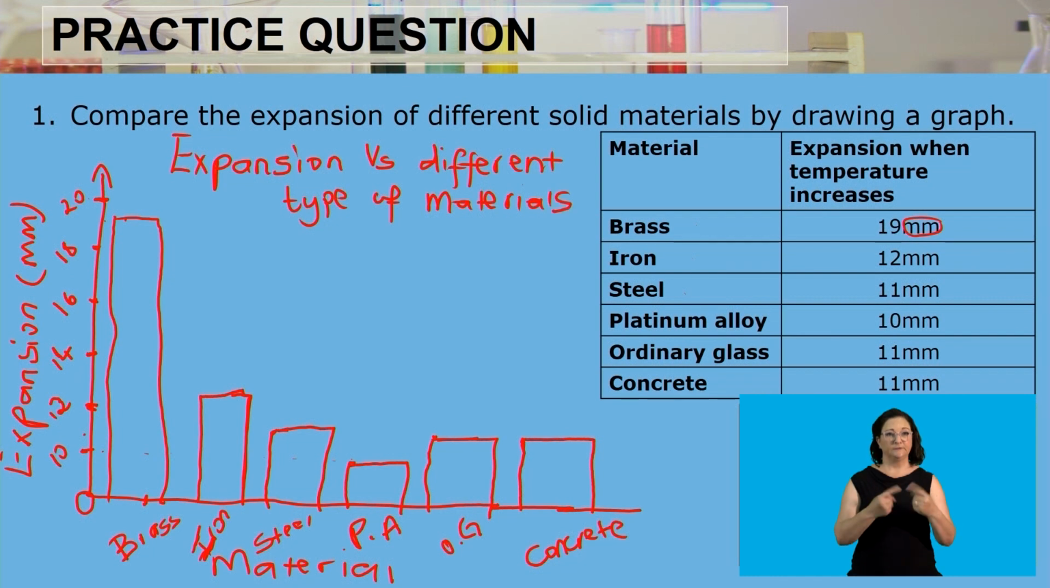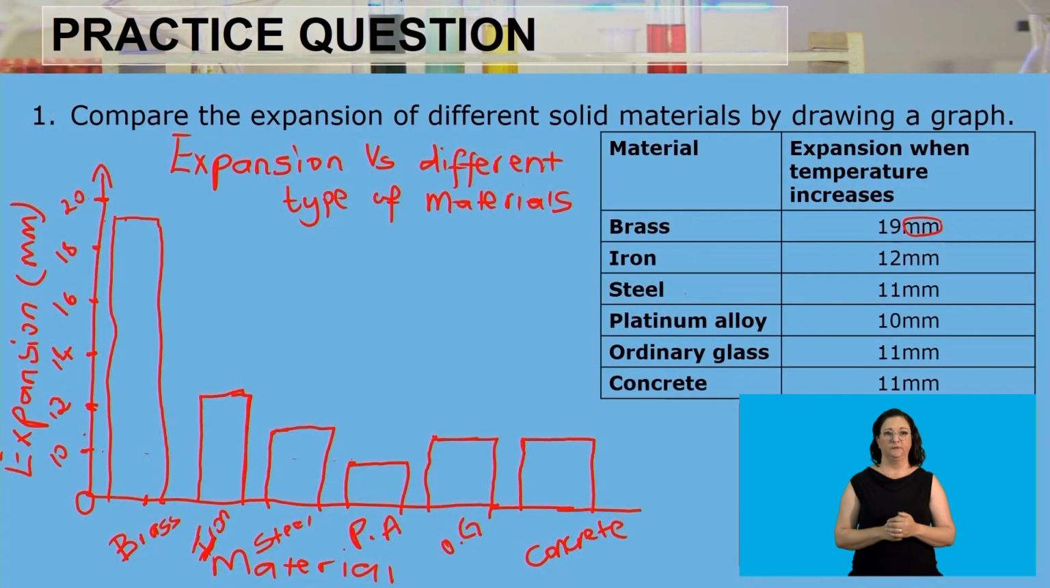So we start with our heading. Remember that the heading is going to be based on what you're going to be drawing. We're drawing the graph of expansion versus the different types of materials. You need to label your axes, the dependent and the independent variables, the y-axis and the x-axis. And then make sure that you also have the correct scale for your axis, if there needs be. And then also the units for each axis, if there are any units for those axes.